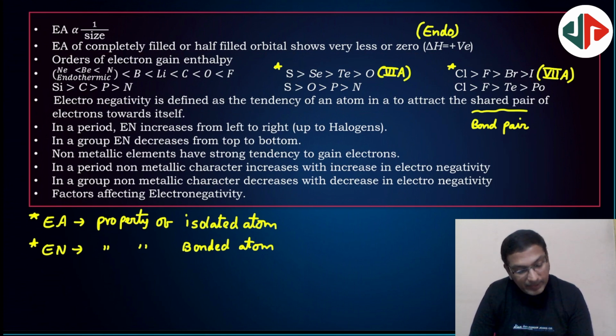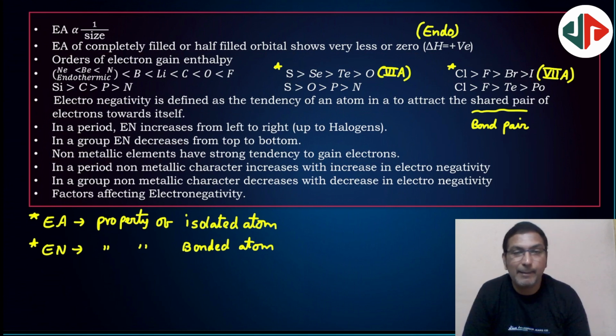Next. In a period, electronegativity increases. In a group, electronegativity decreases. Next, this point one: non-metallic elements have a strong tendency to gain electrons. Non-metals can form anions. Metals can form cations.